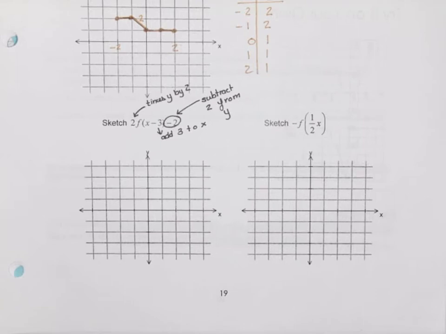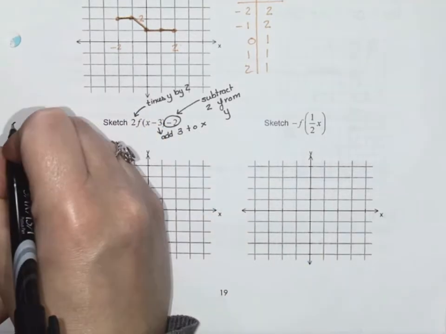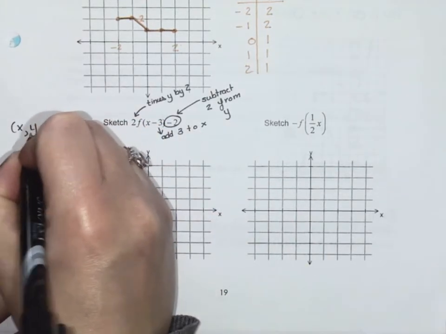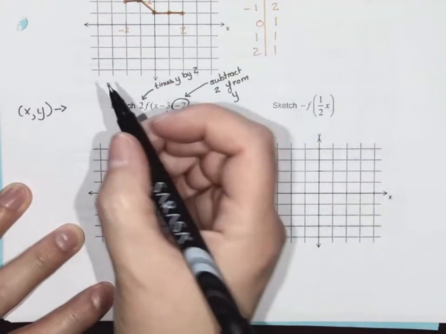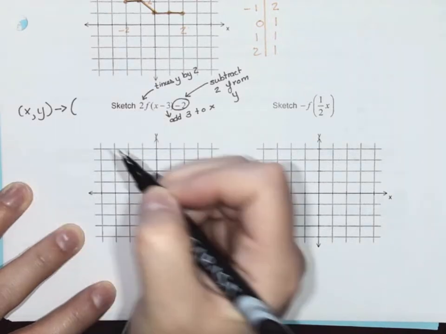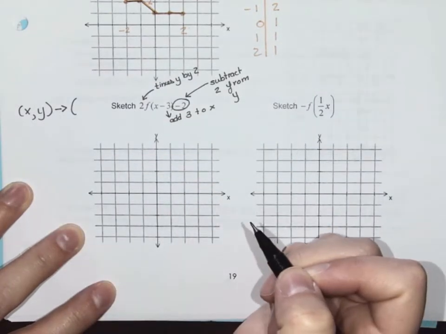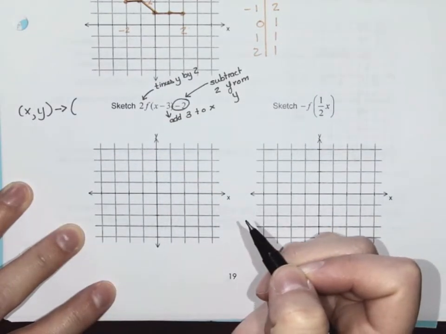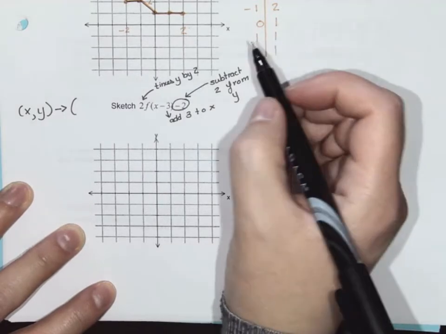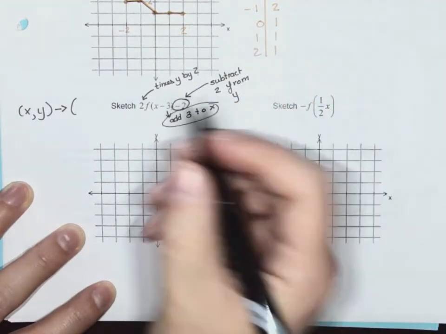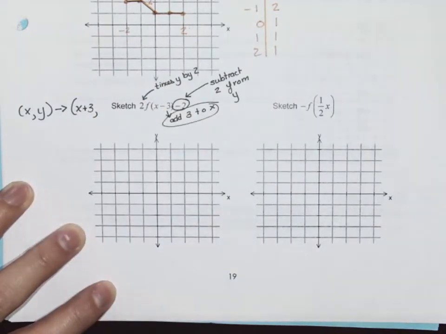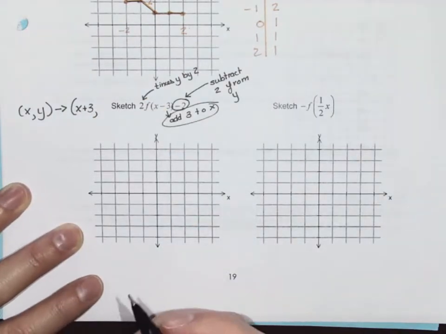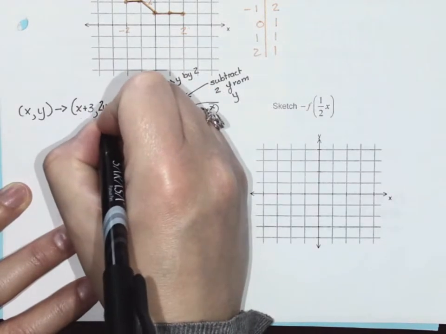Now, let's change this into a mapping rule, because the mapping rules tell us what we do with our math. The mapping rule starts with an (x, y). This question did not ask for a mapping rule, but I thought it might be handy. What am I doing to my x's? I'm adding 3, so it's going to be x plus 3, because it's the actual math. And then what am I doing to my y's? Timing them by 2 and then subtracting 2.